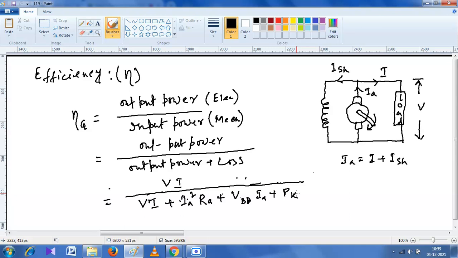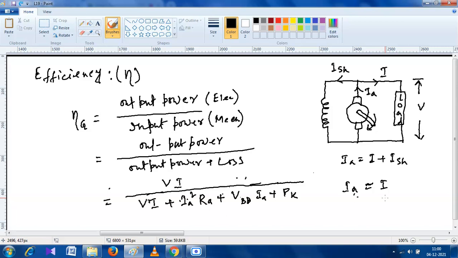So, can I write Ia is nearly equal to I? Ayush, can I write Ia is equal to I? Yes, sir, when the field current is very small.